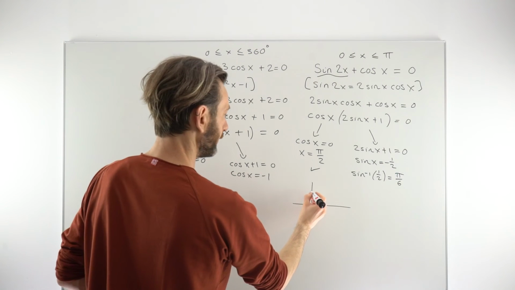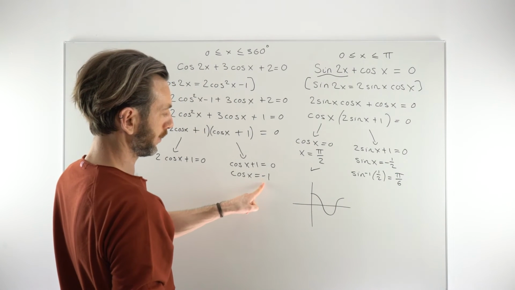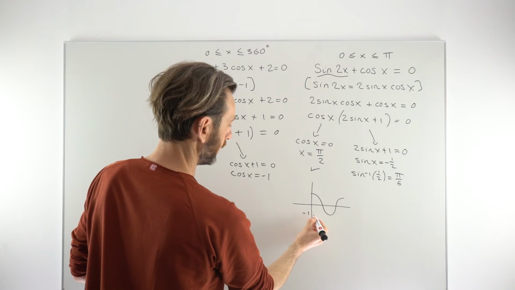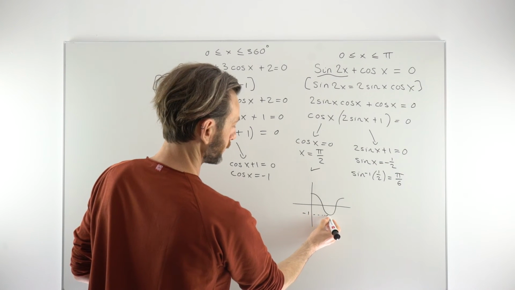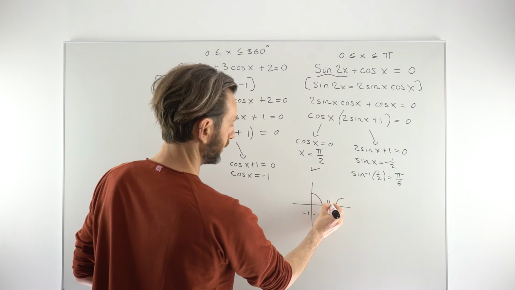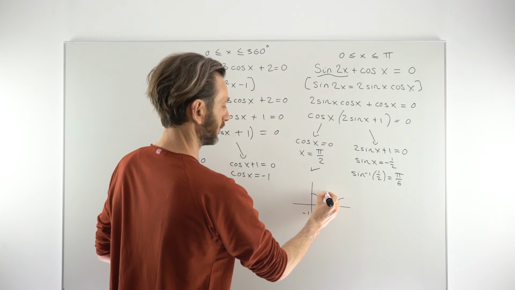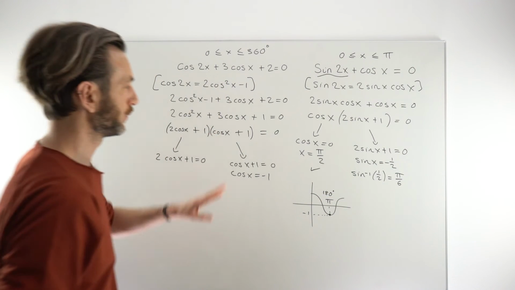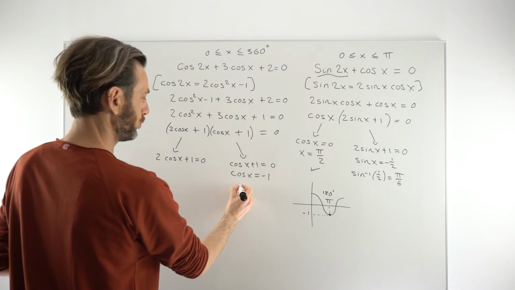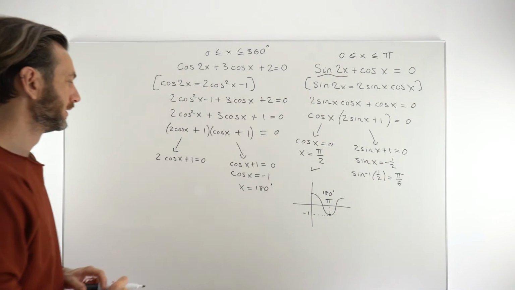So the cosine graph going to 360 degrees is like that. We're trying to think, where does it hit minus 1? Well, minus 1 is this point, the lowest point here. It hits minus 1 at 180 degrees, which is pi radians, or 180 degrees if we're working in degrees. We're in degrees this time, so we can say the solution to that equation is x equals 180 degrees.